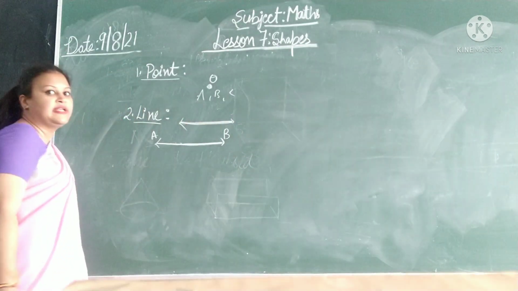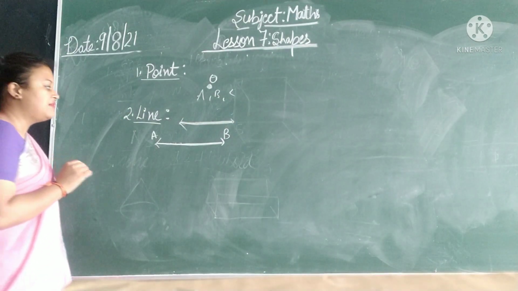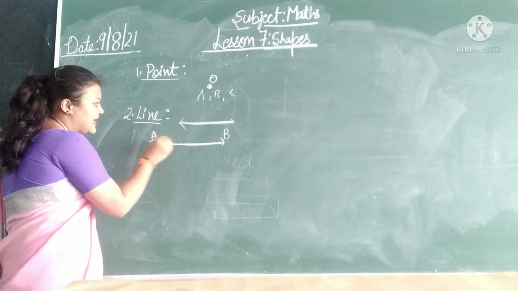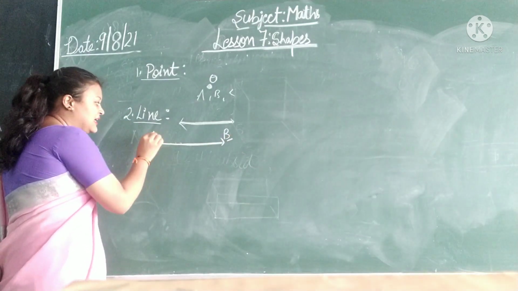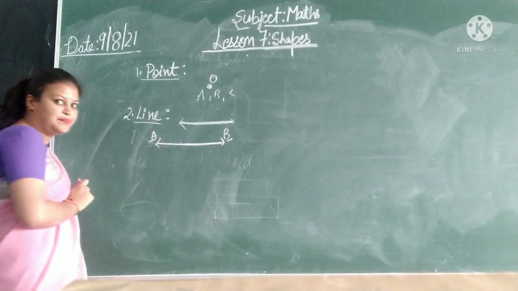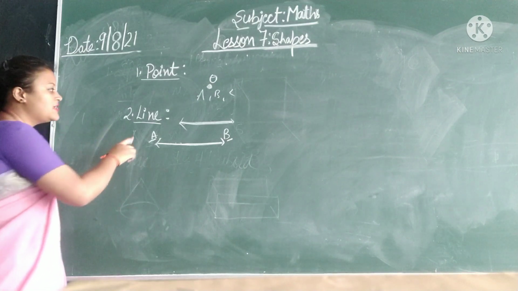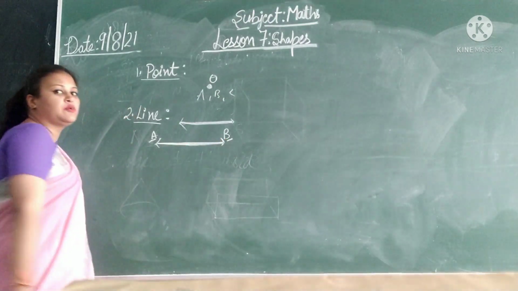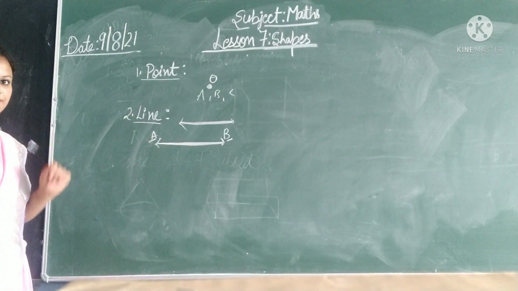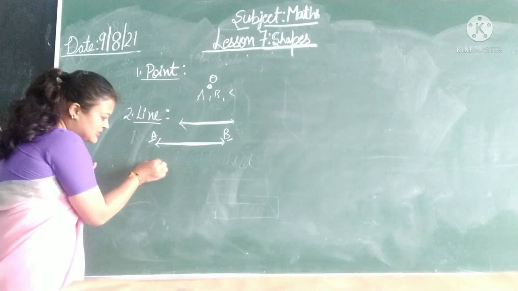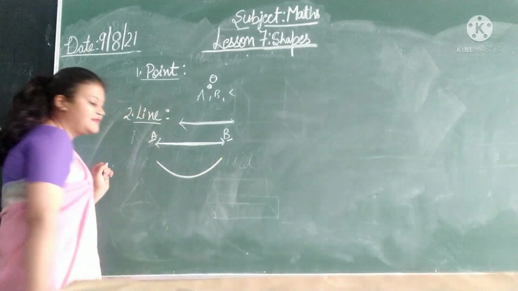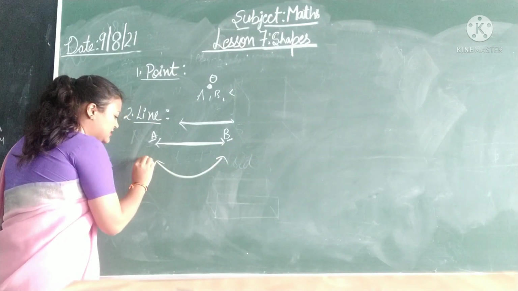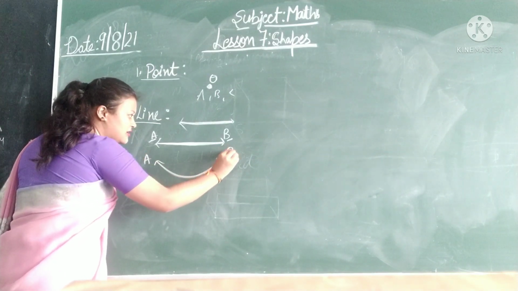Okay, so when we join different points, they will form a line, and I have represented it with A and B. This is my line. It is A to B. Okay, so a line is of two kinds. First one is a straight line. You can see this is a straight line. And the second one is a curved line. This is my line and I have curved it. So this kind of lines are known as curved lines.